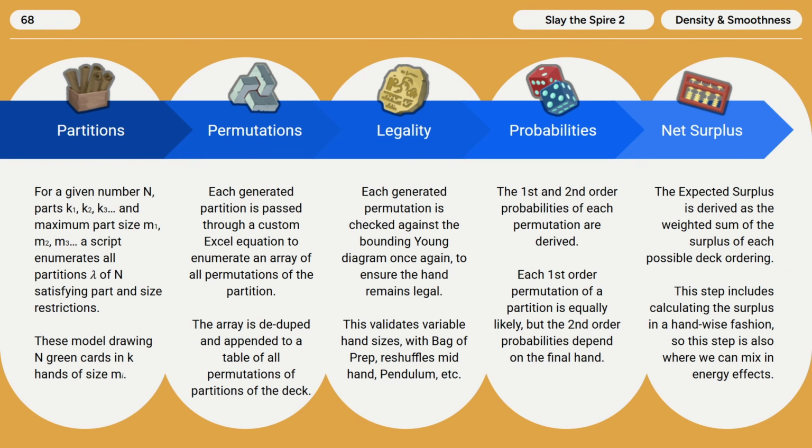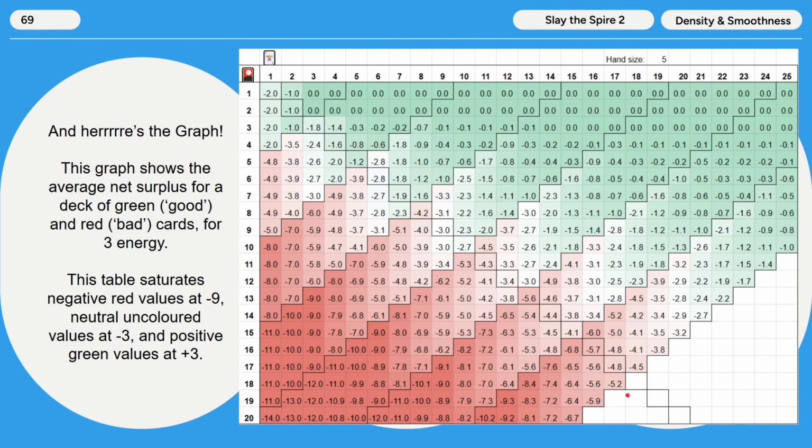The expected surplus is derived as a weighted sum of the surplus of each possible deck ordering. This step includes calculating the surplus in a handwise fashion. So this step can also be where we mix in other effects, extra energy, 2-cost cards, extra card draw, things like that. And here's the graph.